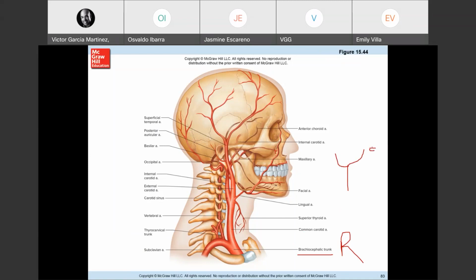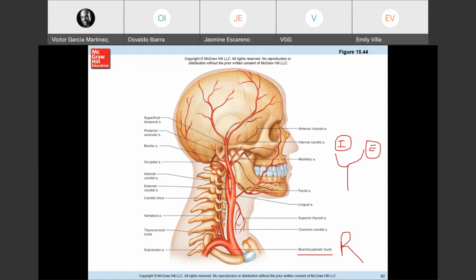The external one has some branches to irrigate the outer part of your head, and you have some branches to irrigate your eyes, your nose, your mouth. All of them are branches of the external carotid artery. But you have some internal branches, the internal carotid artery, and you use these ones in order to irrigate some structures such as your brain. And I'm going to show you in a minute some important arteries for your brain.